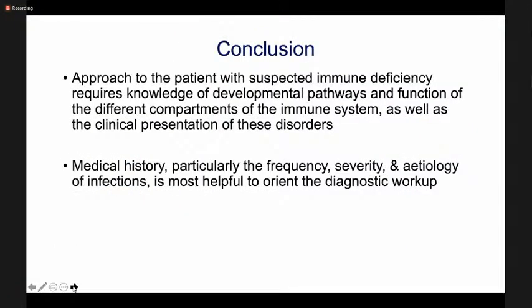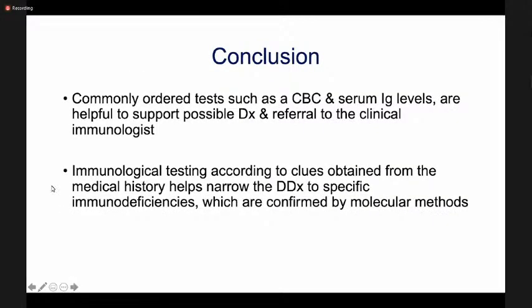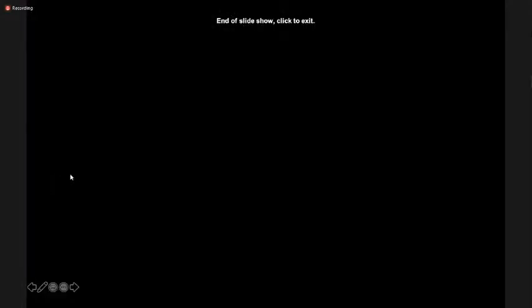Okay, we will read this conclusion. I think what I'm reiterating is that the approach, you need a thorough medical history, physical examination, and then stepwise testing. Of course, you require knowledge of your developmental pathways of your immune cells, the functions of the different compartments of the immune system, as well as clinical presentation of these disorders. I remember Harshil asking me whether you can be examined on your year 2 immunology. So yes, because if you don't know that, then you won't know any clinical immunology. I will end there. I think that's the last slide.